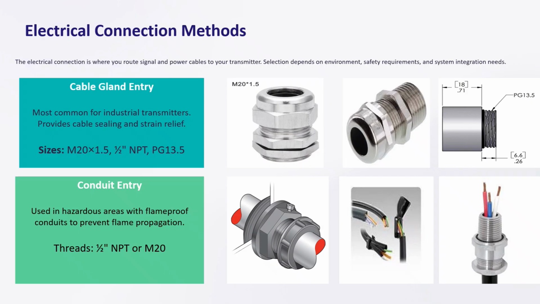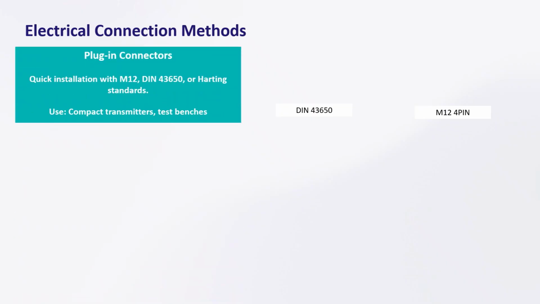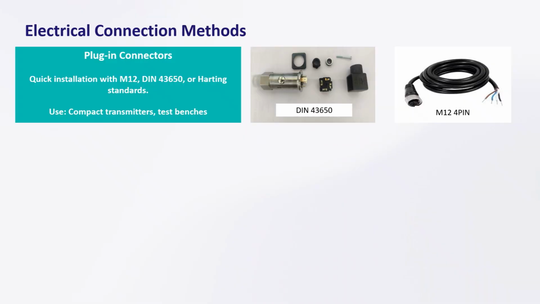C. Plug-in connectors. Compact form for quick installation. Standards: M12, 4-pin or 5-pin. DIN 43650 for pressure switches. Plug-in connectors are used for compact transmitters, test benches, or OEM machines.